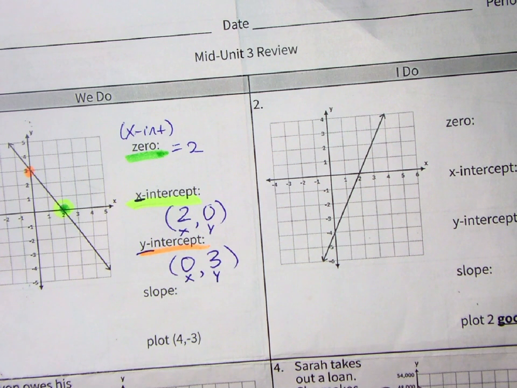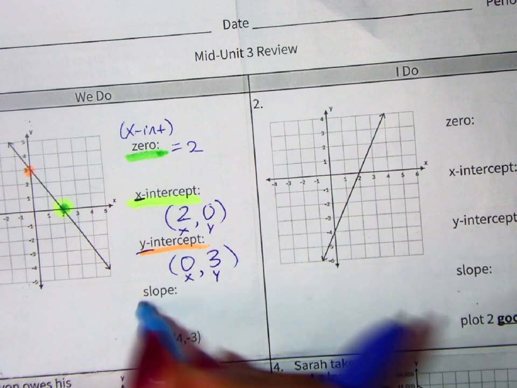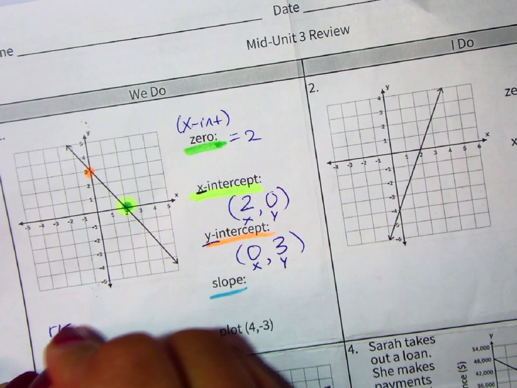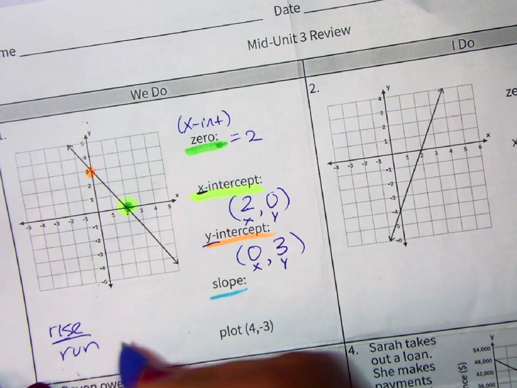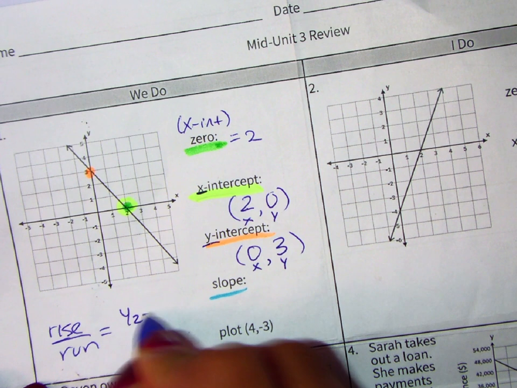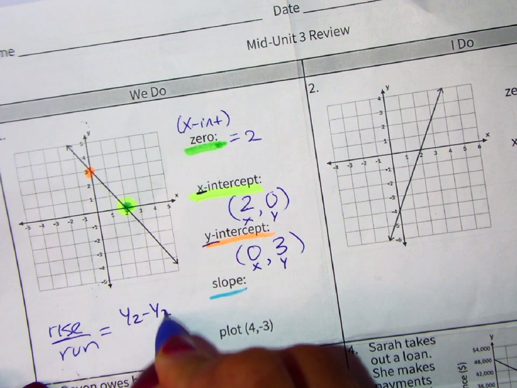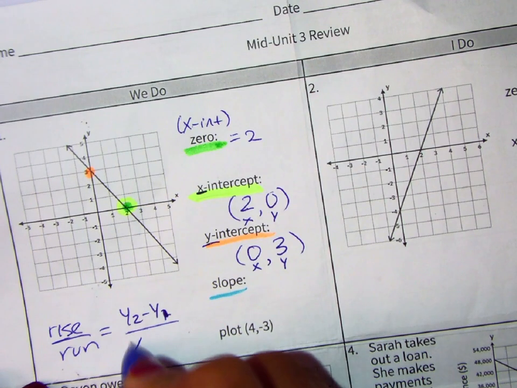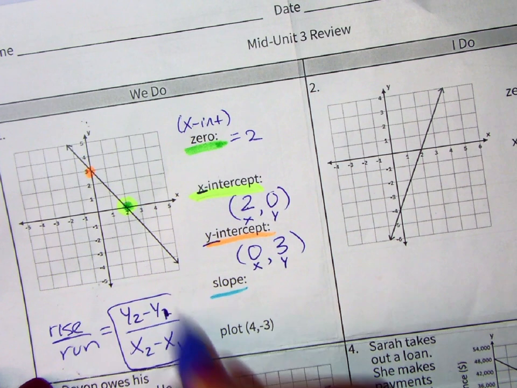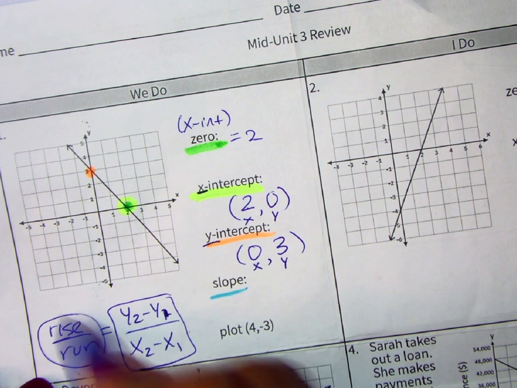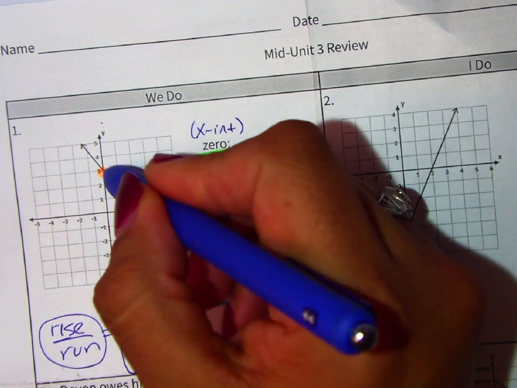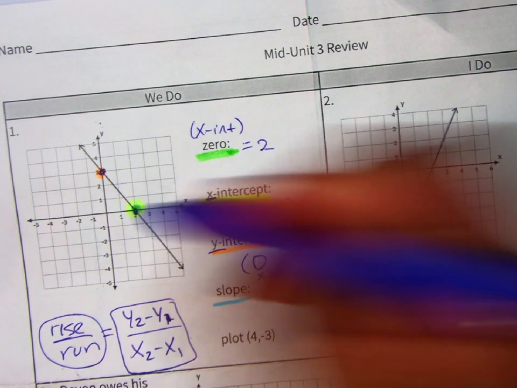Then they ask you for the slope. The slope could be found in many ways. In a graph, we could do rise over run. We could also just look at 2 points and find the difference of the y's, so y2 minus y1, over the difference of the x's, x2 minus x1. So either do the formula or use the graph to do your rise over run ratio. You look for 2 points. We already have the x and y intercept. Let's use those 2 points.